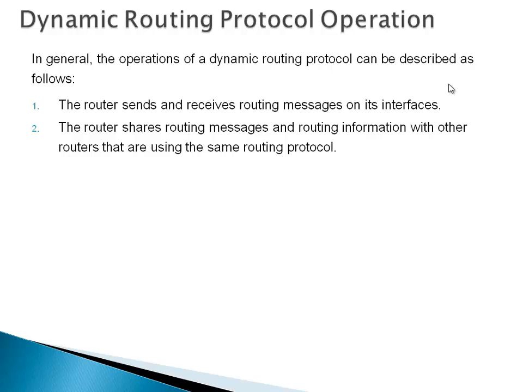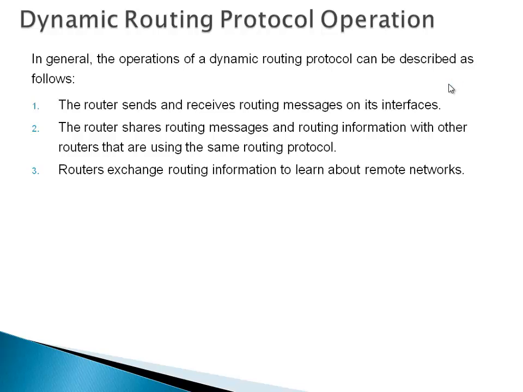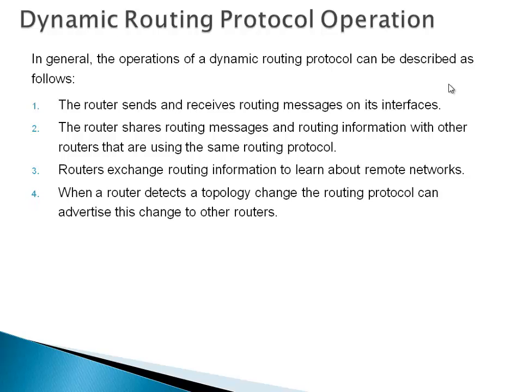If one router is using the RIP routing protocol, for example, and the other one is using the OSPF routing protocol, they can't exchange messages. It's not the same protocol. So for the messages to be exchanged, they both have to use the same routing protocol, like OSPF or RIP. Routers exchange routing information to learn about remote networks. When a router detects a topology change, the routing protocol can advertise this change to other routers.